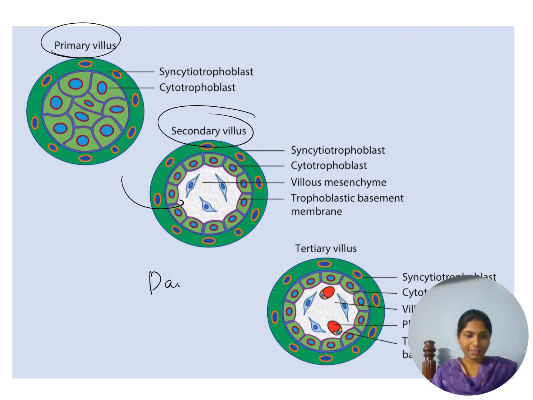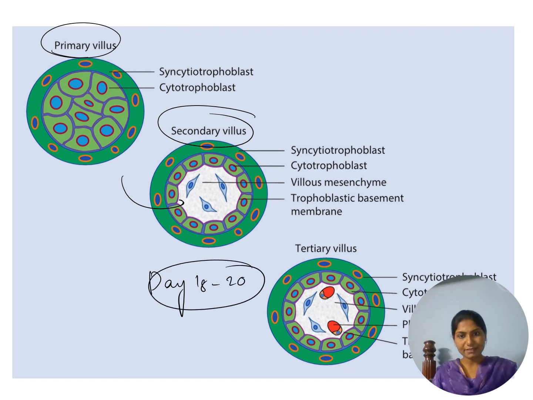And then by day 18 to 20, what happens? Vasculogenesis starts. In this vasculogenesis, the hematopoietic stem cells within the mesenchyme start developing the blood cells and the endothelial cells. So the placental vasculature starts within the villus mesenchyme, and exclusively till the first trimester, by the end of the first trimester, at least 11 to 12 weeks, the hematopoiesis occurs in the placenta.